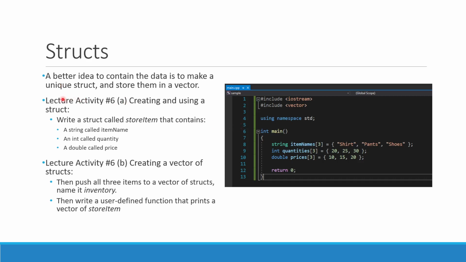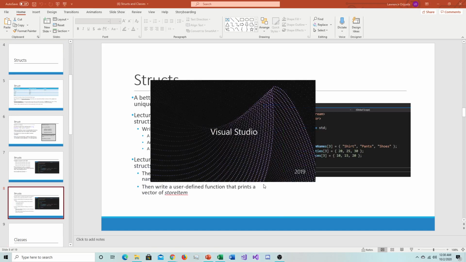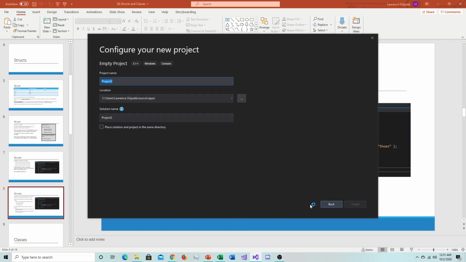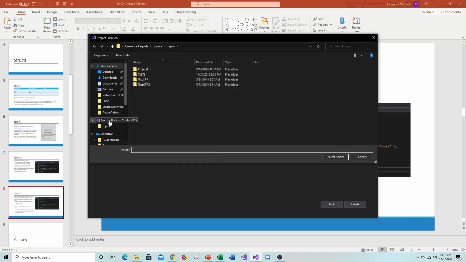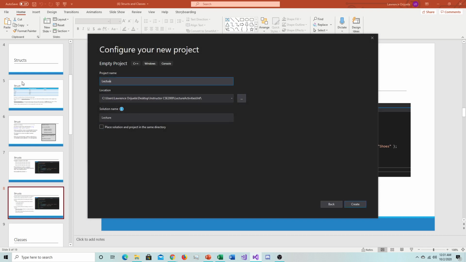So we are going to begin with the lecture activity, and we are going to create a struct called store item. Okay? It will contain a string called item name, an int called quantity, and a double called price. Okay? So let's exit and open Visual Studio. Create new project, C++. We'll save this where we usually save it, right here. We will call it lecture activity 6.